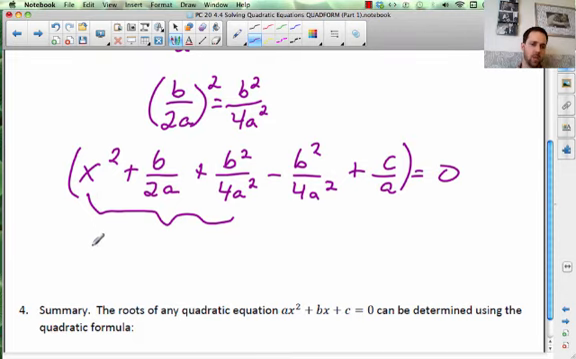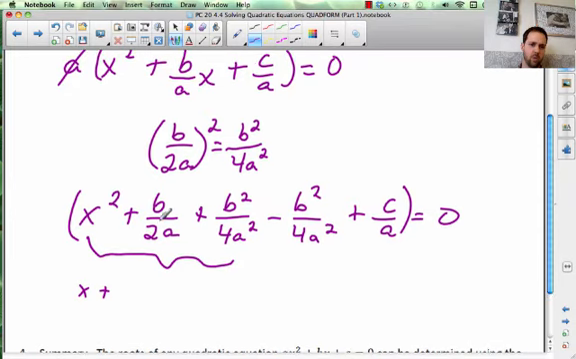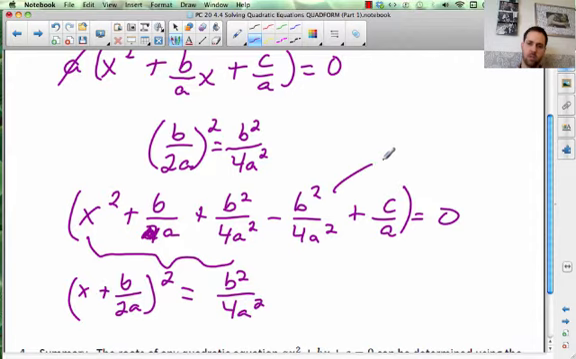So this becomes x plus, oh sorry, this wasn't b over 2a, this was b over a. Now it becomes b over 2a, all squared, and then on the other side we have b squared over 4a squared, because I just moved this over and changed the sign, and then minus c over a.